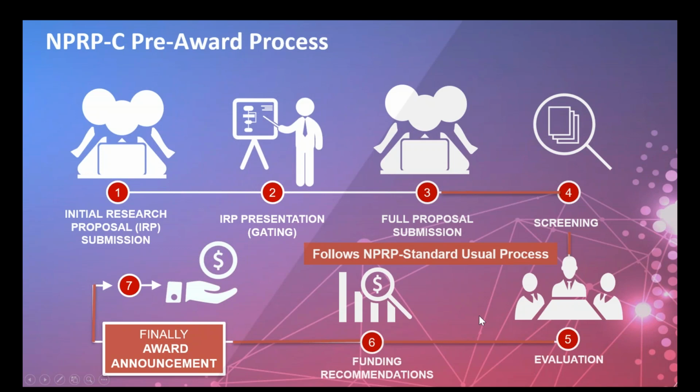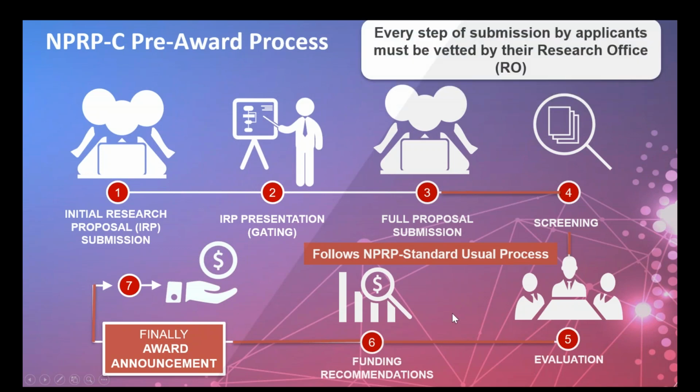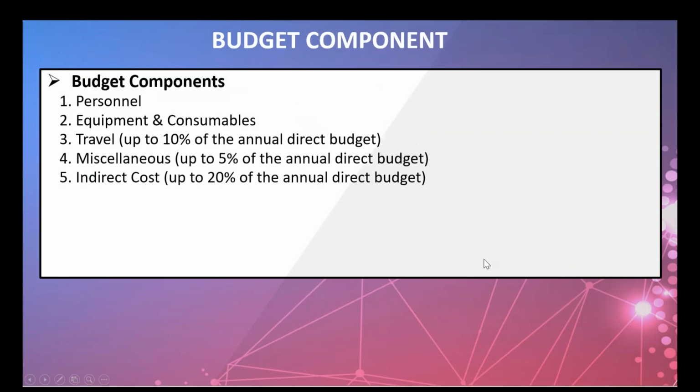It's very important to mention here that every step of submission by the applicant must be vetted by the research office of the submitting institution, which is the institution of the project director. So the IRP must be vetted to be considered by QNRF, as well as the full proposal. Otherwise, it looks like we didn't receive it from QNRF. So it should be considered only if it's vetted by the research office.